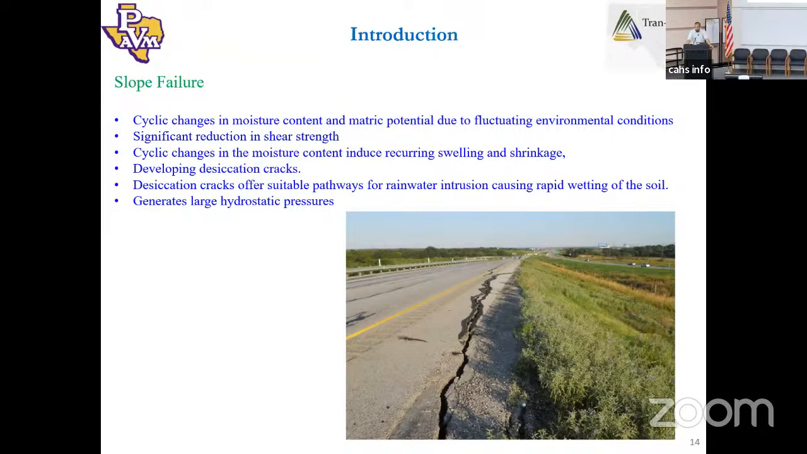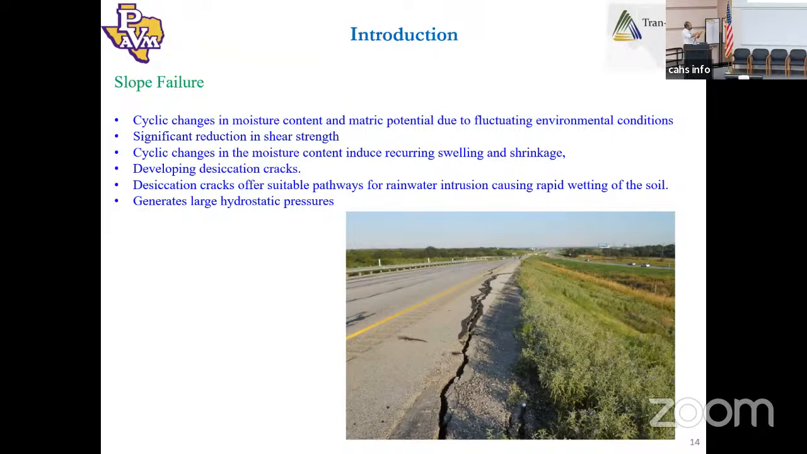Now, typically, we do a triaxial test using the collected soil to determine the strength parameters, and we have specific strength parameters that we call C and Phi. Now, that negative pore water pressure is an added strength to that slope soil. But the rainfall causes a reduction in that negative pore water pressure, and eventually a reduction in the strength. Now, ultimately, the cyclic changes in the moisture content induce recurring swelling and shrinkage.